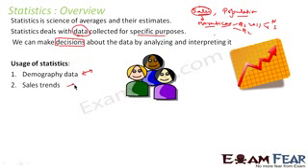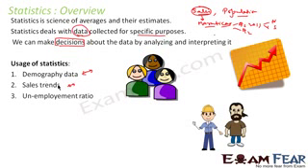Statistics is also used to find sales trend. For example, the car sale example I gave you. You have huge data on car sales, the model sold, the units sold in which district, the price, all those things. So for sales trend also, statistics is used. Statistics is also used for unemployment ratio. This guy is employed, this guy is unemployed. In a country like India, I want to find the percentage of people employed and the percentage of people unemployed. For this, I can use statistics.